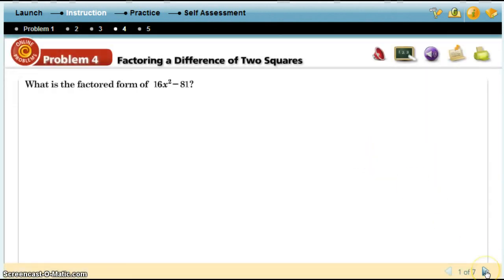In this problem, you will factor a polynomial that is the difference of two squares. What is the factored form of 16 times x squared minus 81? Now, this one, pay close attention. It's similar to the perfect squares that we were just looking at, where the a, the number in front of your x squared, is something other than 1. So pay close attention to how they actually factor this. It's going to be similar for you with the perfect square trinomials. Start with the original expression.